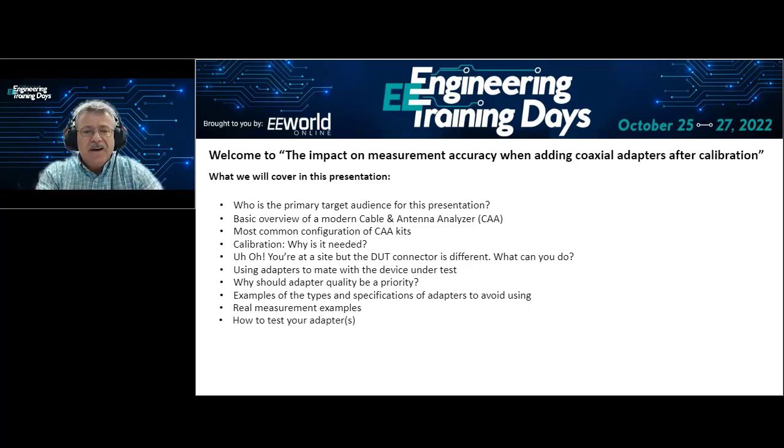And we'll talk about how to test the adapter, because if you really don't know how good your adapter is, if you can't test it, then you don't know if it's a good quality adapter, and you might get caught out in the field with a problem. And we'll talk a little bit about why a good adapter can sometimes go bad. And then we'll have a wrap up and some questions.